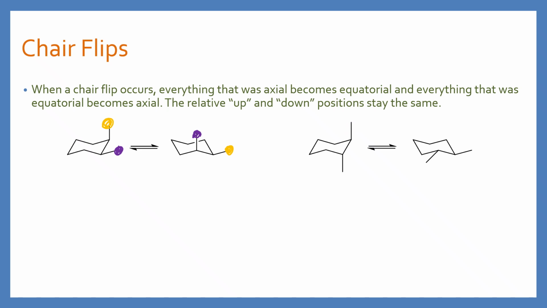down, my options are to have both groups be axial or both groups equatorial. So there is a very significant difference in energy between these two. This one is much more energetically favored. It is lower energy and it is more stable by a lot. But notice that the relative up and down positions are staying the same, even though that axial and equatorial is flip-flopping.